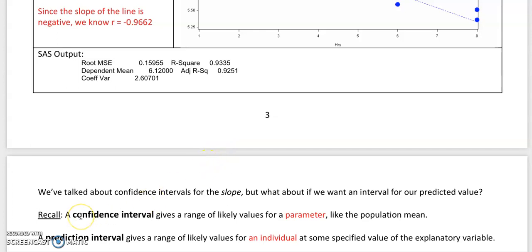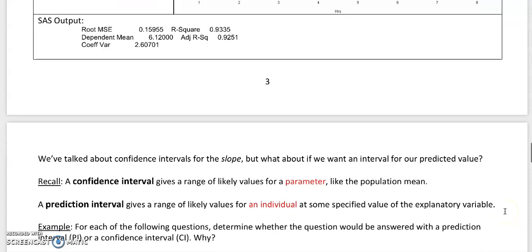And so we've seen throughout the semester that a confidence interval will give me a range of likely values for a parameter, so a population mean, for example. But we're going to learn about something new here, something called a prediction interval, which is very similar, but instead of giving a range of likely values for a parameter, a prediction interval gives us a range of likely values for an individual at some specified value of the explanatory variable. So let's think about what that means.